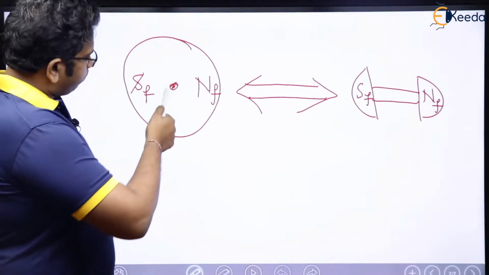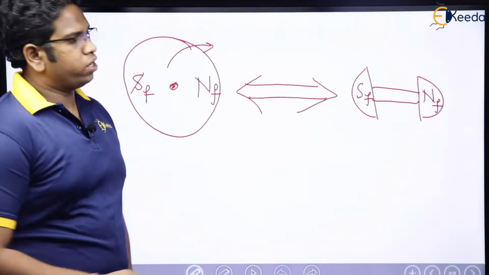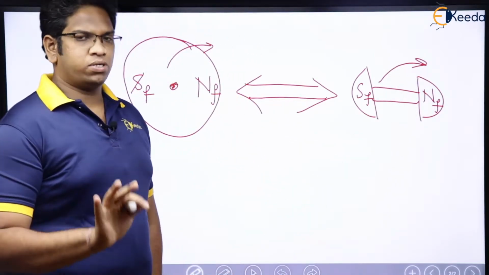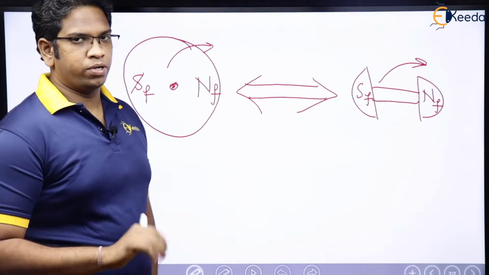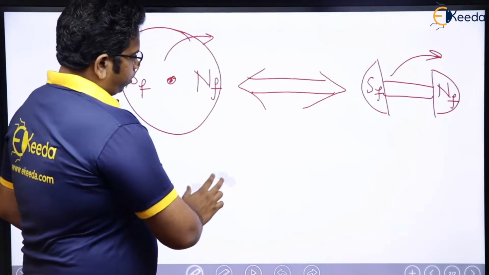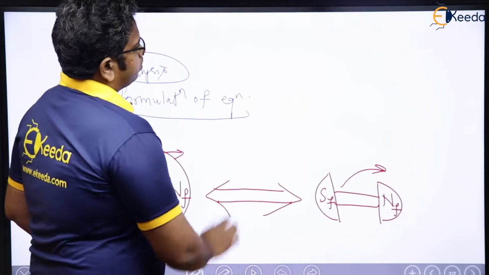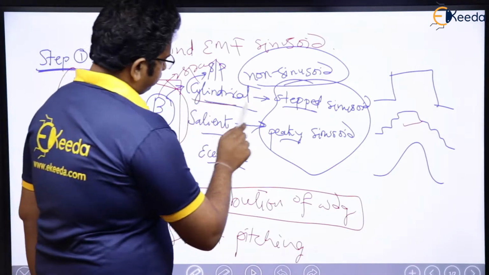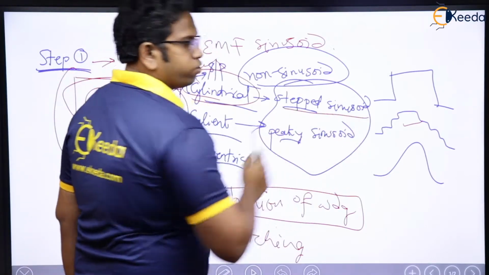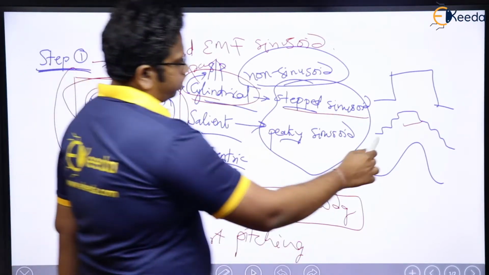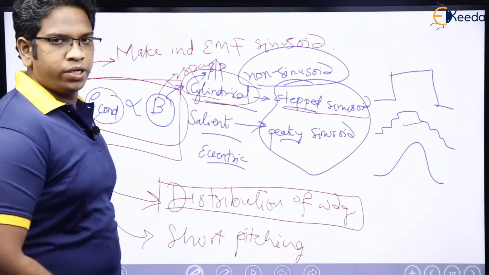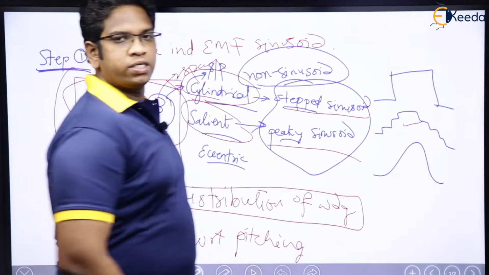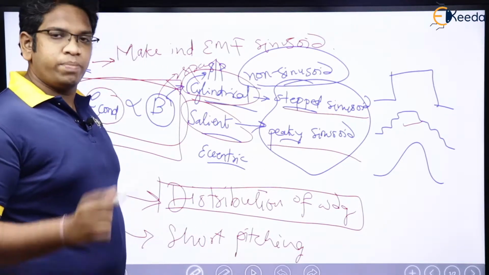Why? Because even if it is cylindrical or salient, harmonics are going to be there. What are harmonics? We will talk, don't worry about it. But we have already seen that in case of cylindrical also I am going to have a stepped sinusoid, which is a non-sinusoid, which means even here I am going to have some harmonics. And similarly in case of salient also I am going to have some harmonics because it is again non-sinusoid, or we can say peaky sinusoid.